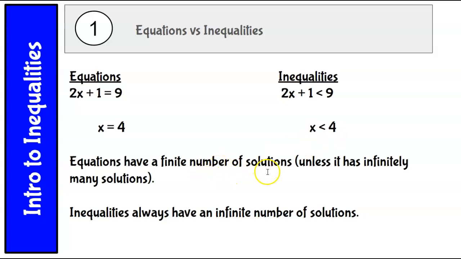Equations have a finite number of solutions. In other words, I can count how many solutions they have, unless it has infinitely many solutions, but that doesn't happen very often. This one has one solution. Inequalities, however, have an infinite number of solutions. There are infinitely many things that are less than 4 that will make this inequality true. 3 makes this inequality true. 2 makes this inequality true. 0.5 makes this inequality true. So in an inequality, it's really important that you don't just put 4, but you put that x is less than 4, so that the reader understands that you mean the solution is anything less than 4, not just 4.